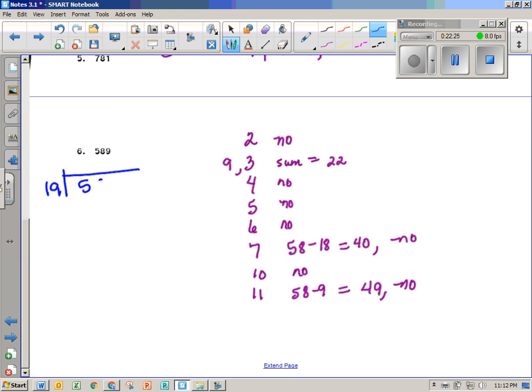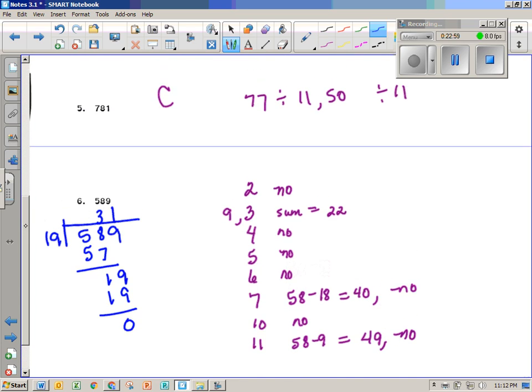So we've got 589. So 19 times 2 is 29. No, 19 times 2 is 38. So 3 times. Oh, it looks like we're going to have a winner here. We bring down the 9, and 19 goes into 19 once. And that's 19. No remainder. Ta-da! So, we'll back it up just a little bit here. So this one is composite.